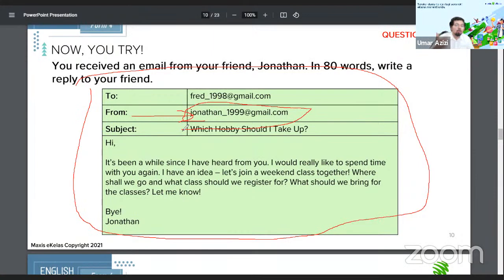Who received the email? Whom shall we refer to in name as the person receiving and replying? No, it's Jonathan already who wrote the email. Who's going to be writing it back? Jonathan to Fred. We're now writing from Fred back to Jonathan. So the subject is again, which hobby should I take up? It's more or less the same thing.